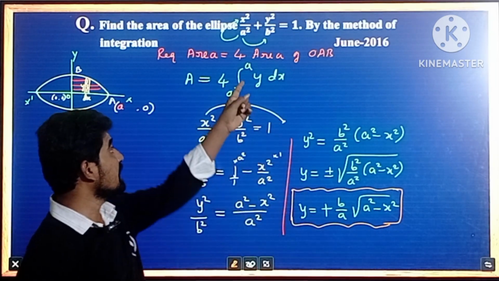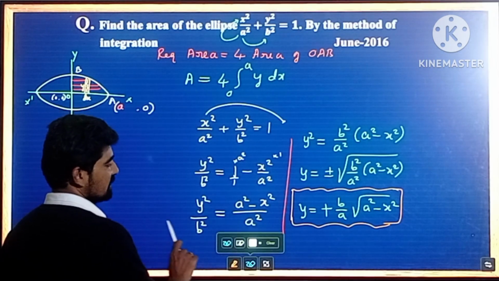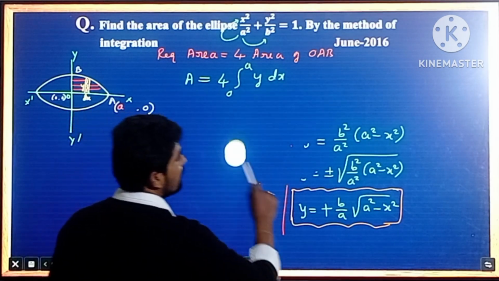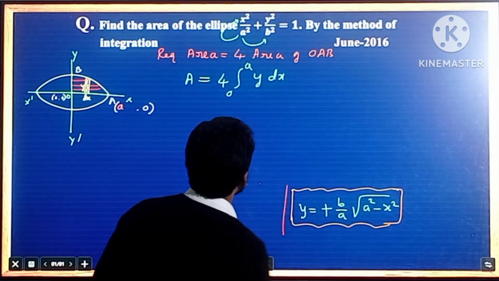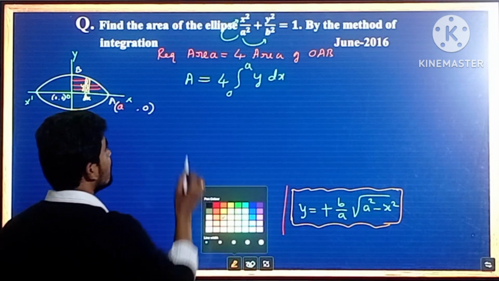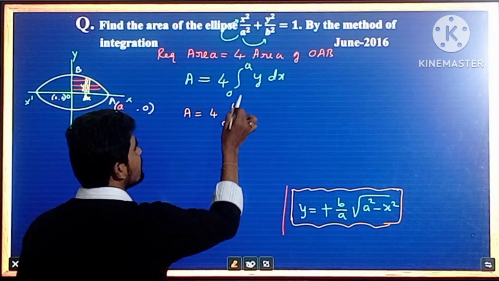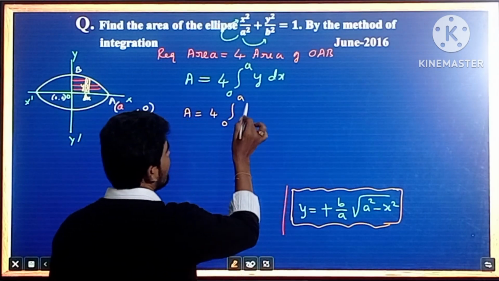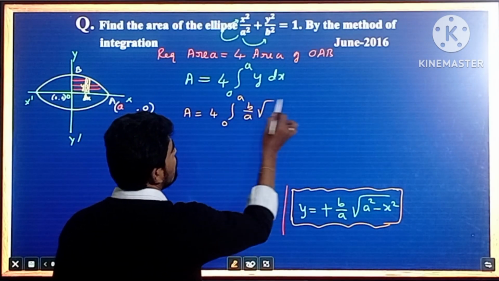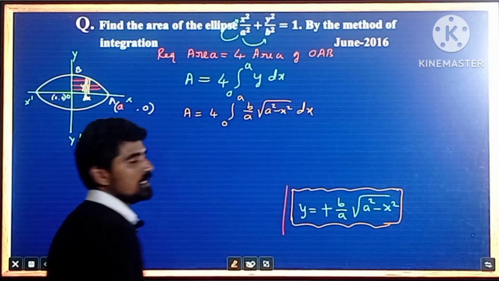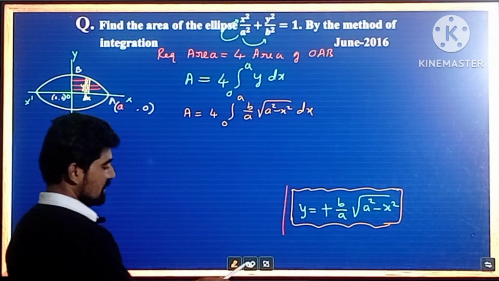Now use this y in this integral. Therefore, required area A is equals to 4 times the integration from 0 to a, of the value of y, b by a into square root of a square minus x square, with respect to x. I hope all of you are understanding.